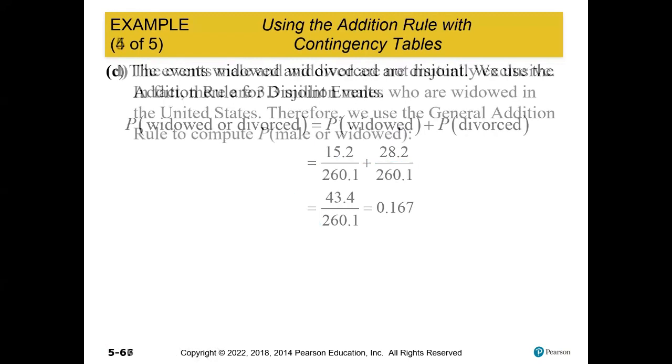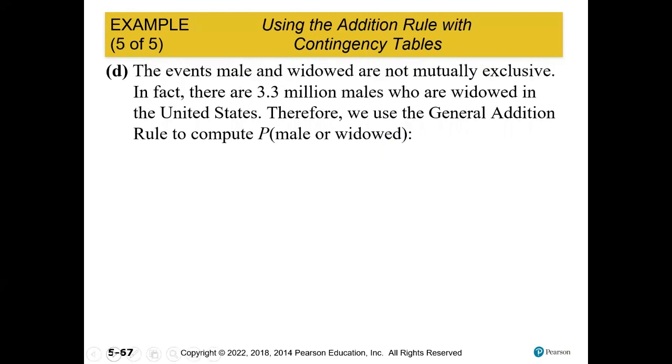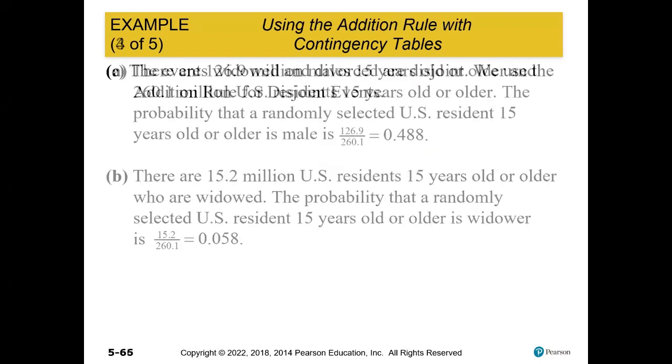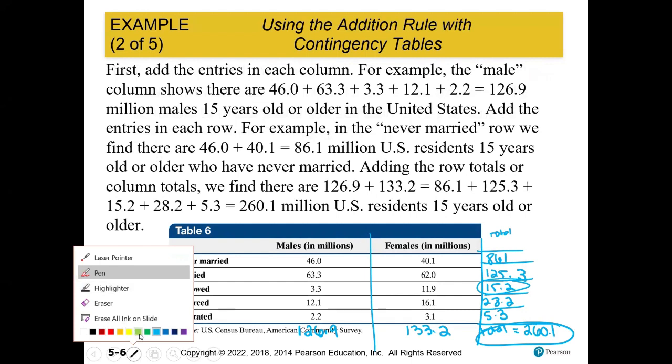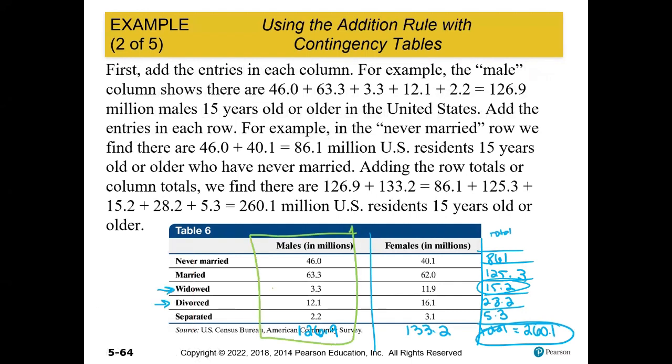The last one asked for the probability that we select a male or widowed. If we look back at the table, these events are not mutually exclusive, because there are 3.3 million males who are widowed. I'll show you visually: males and widowed. When I pick a column and a row and do an OR question, there is overlap. When I pick two rows, there was no overlap. They do not cross over each other, but a row and a column do overlap. So I have to account for that.